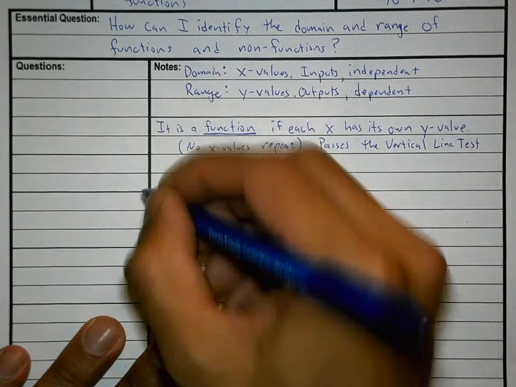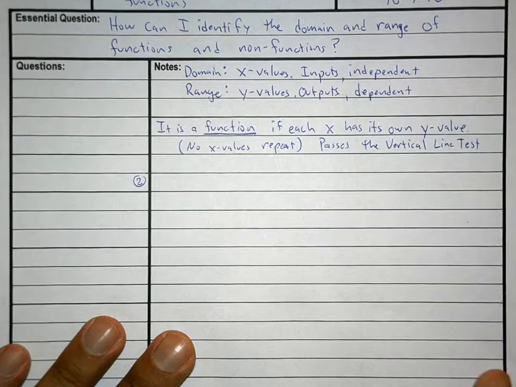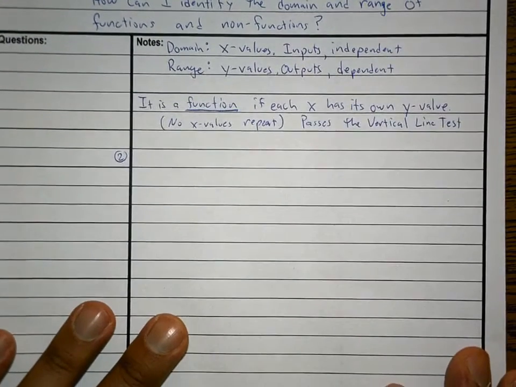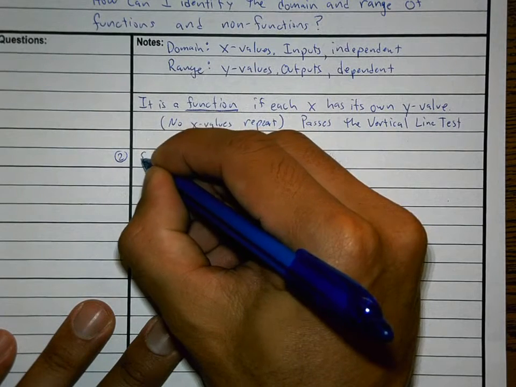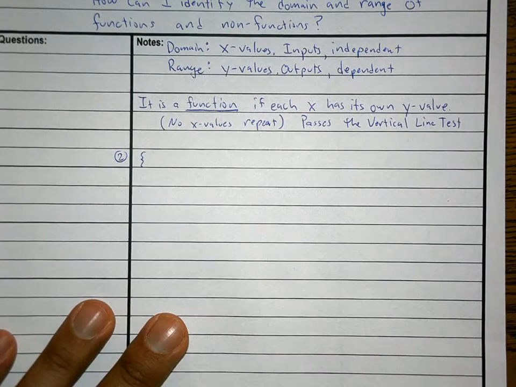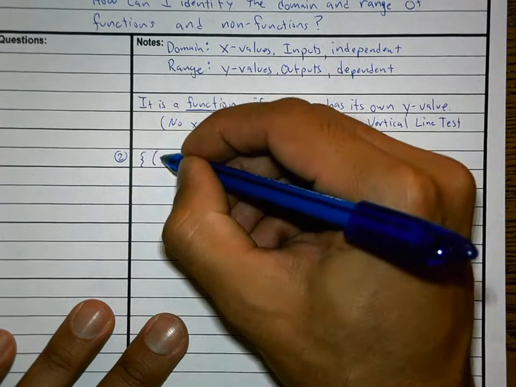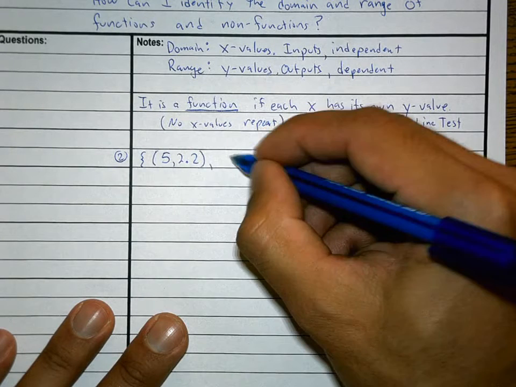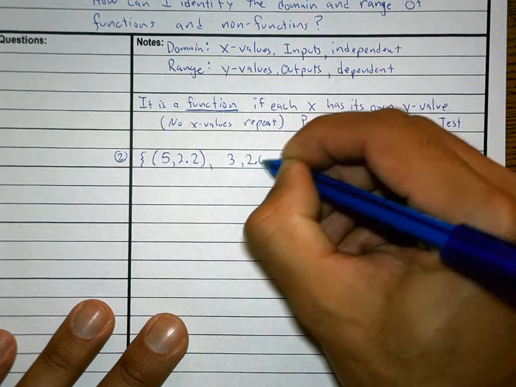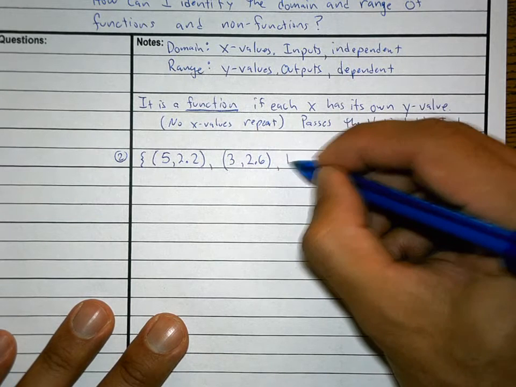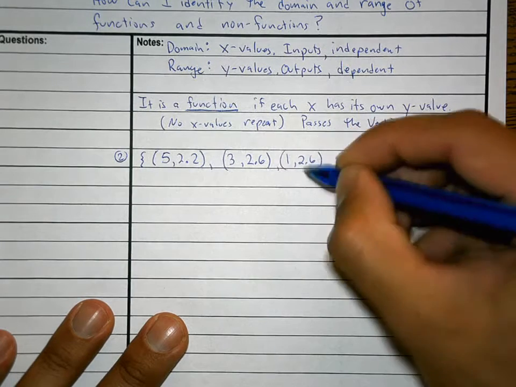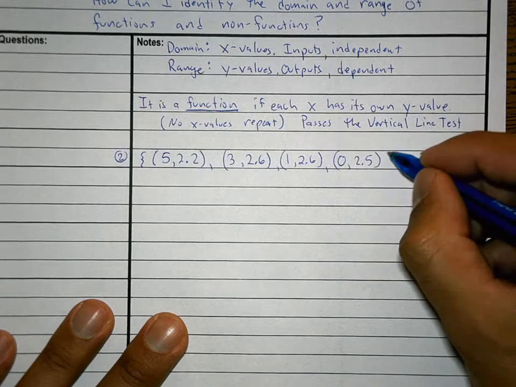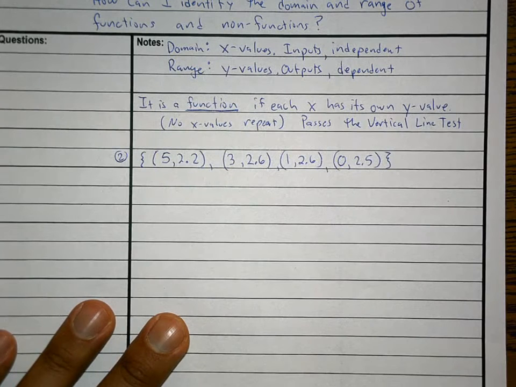Let me give you an example that looks like number 2 on the next worksheet I'm going to give you. Number 2 has a bunch of ordered pairs. The first thing is a squiggly. That's a solution set bracket. It's a set of numbers: (5, 2.2), (3, 2.6), (1, 2.6), and (0, 2.5). There are 4 ordered pairs inside this set of numbers.